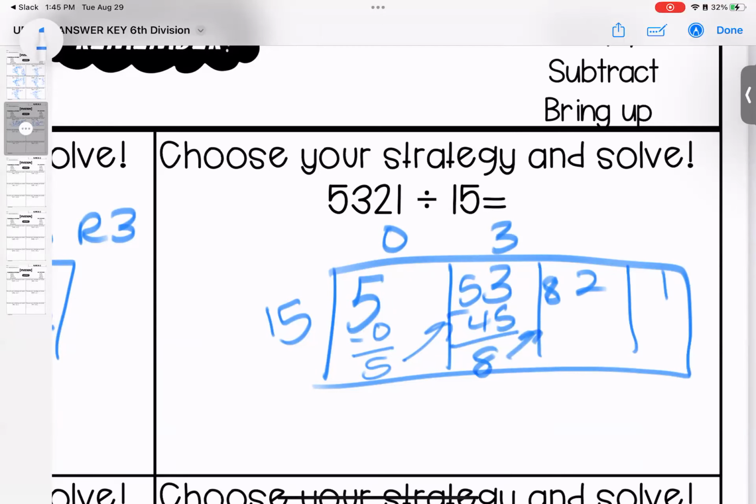15 goes into 82 5 times because 5 times 15 is 75. When I subtract that from 82, I'm left with 7. I'm going to bring that next door. 15 goes into 71 4 times. 4 times 15 leaves us with 60. Subtract for a remainder of 11. Again, the remainder is big, but it's smaller than the number that we're working with. So it works. We have 354 with a remainder of 11.